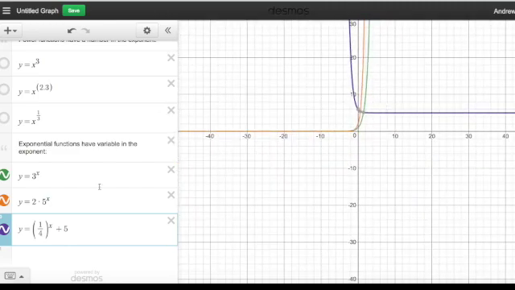All right, so that's a brief introduction to Desmos and the idea of power functions versus exponential functions. And I'll tell you more about this in a future video.